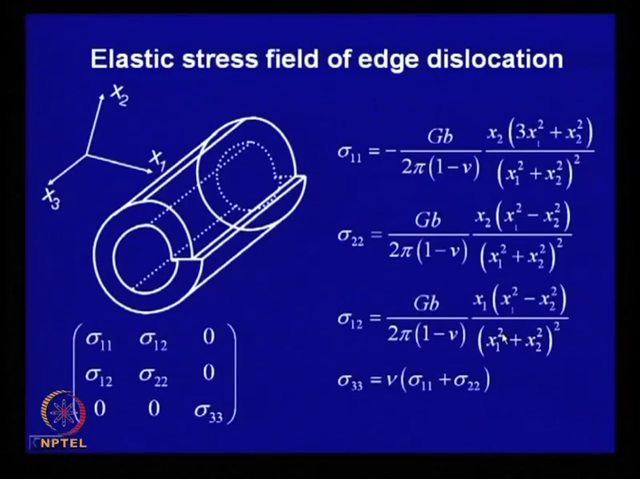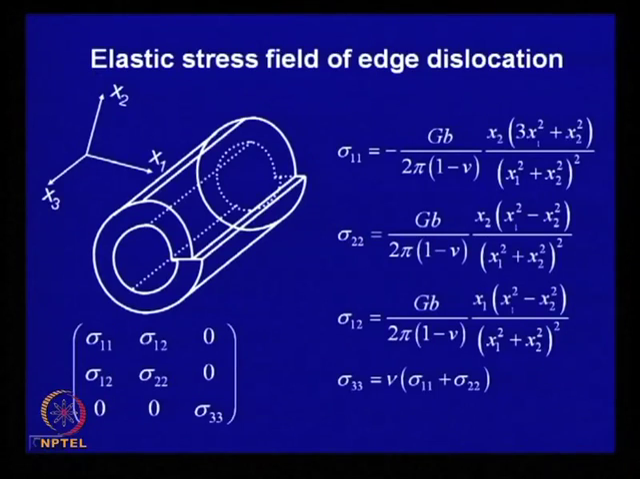Now, a similar calculation is possible for edge dislocation, but the displacement which occurs is a little difficult to calculate, and you have to have a clear conception of the geometrical distortion that takes place. So, we will not go through the total derivation, but we will give you the elastic stress field of the edge dislocation, which is given here. This is how you visualize that.